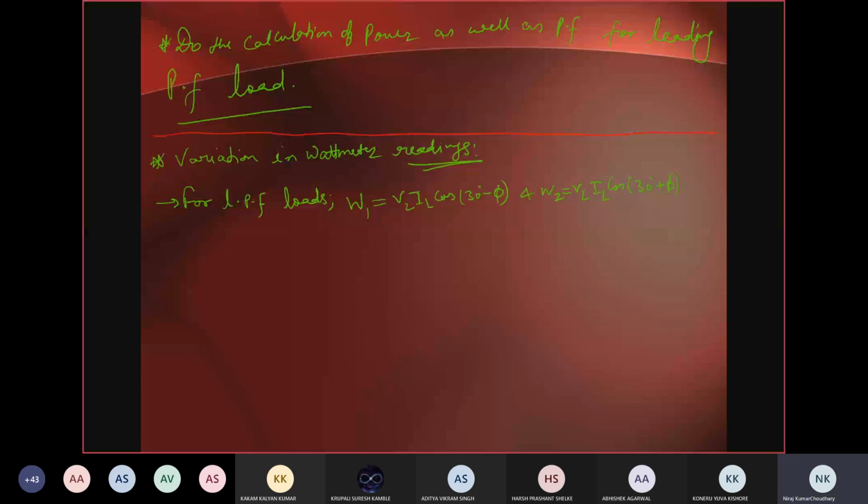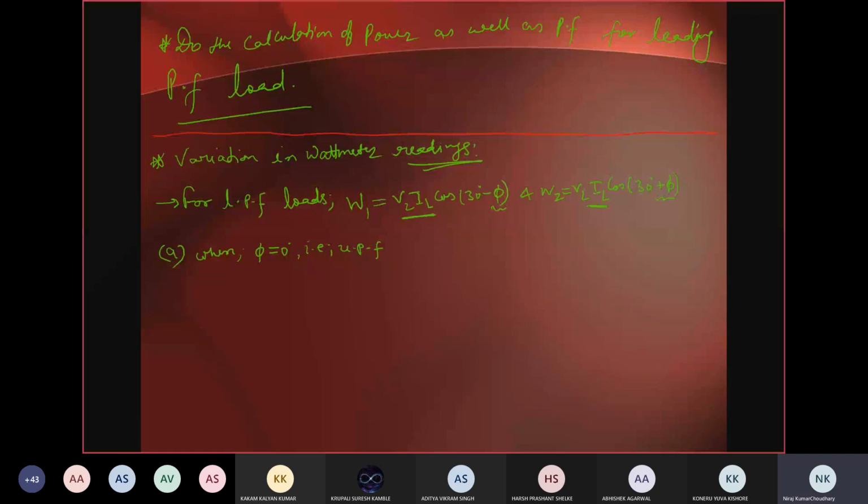It means that the reading of the wattmeter not only depends upon the connected load, that is the load current, but also upon its power factor, because the power factor angle phi is included in the reading of the two wattmeters. So let us consider the variation in the reading of the wattmeters depending upon the power factor of the load. First case, when your power factor angle is equal to 0. It means that it is a unity power factor load.